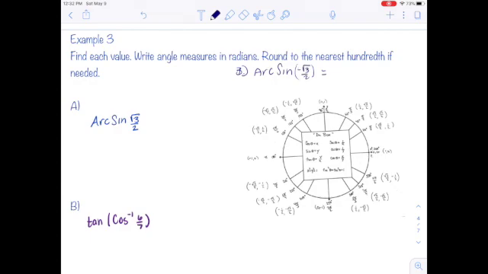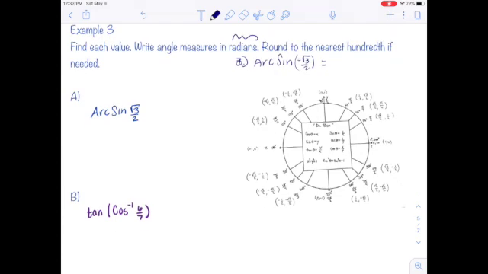Moving on. So example 3, we're going to find the value of the angle measures in radians. So we're speaking in radians here. Round to the nearest hundredth if needed. I'm, for the most part, not going to be rounding, so you can see all of my work. Question A, we're looking for arcsine of square root of 3/2.